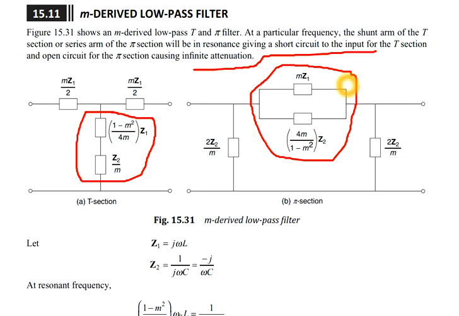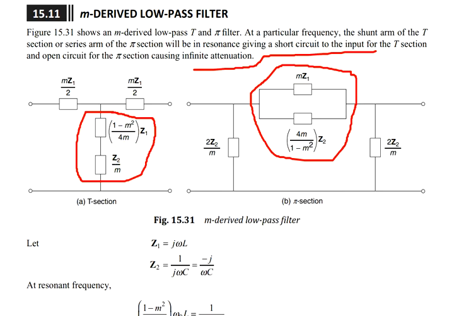So what happens during the series resonance? We all know this becomes short circuit, and in case of parallel resonance the entire combination becomes open circuit. Okay, so that causes infinite attenuation. So if you see the attenuation formula for symmetrical T section or symmetrical pi section, there is some formula, right, in terms of Z1 Z2. So if you substitute this short circuit in that formula, you will be getting infinite attenuation.